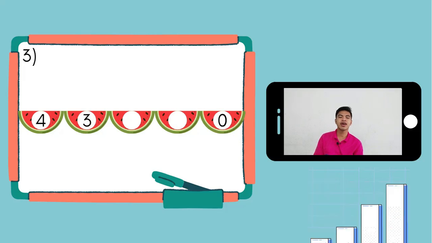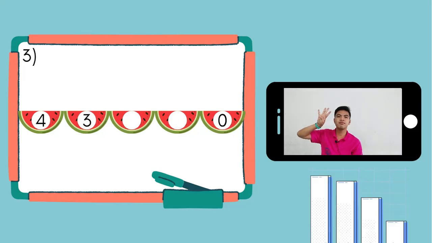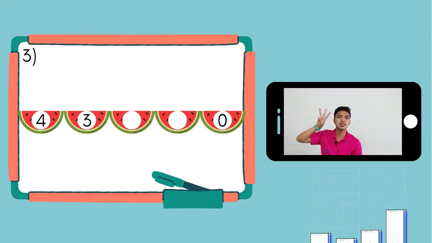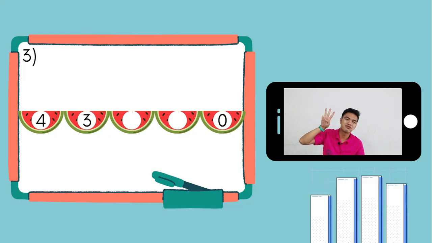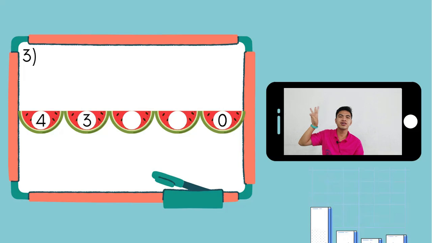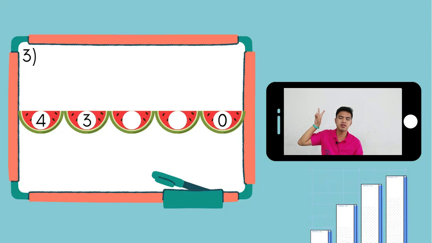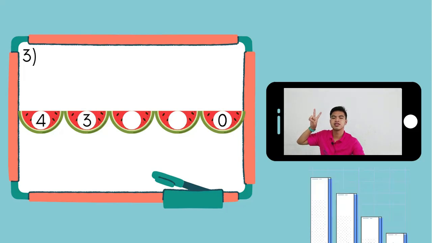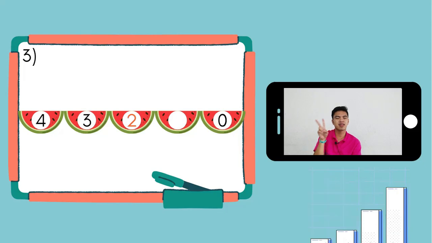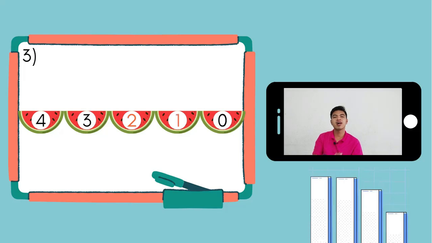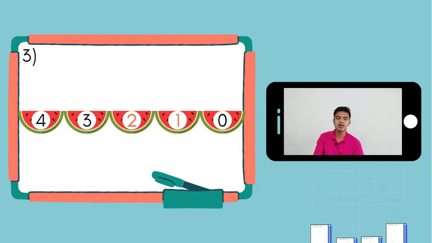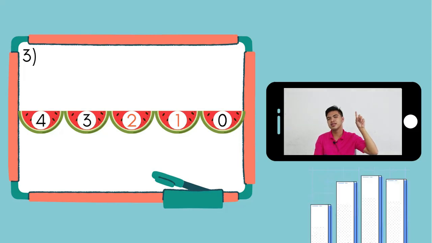So for the number 3, we have 4. And then it became 3. And then what do you think is the next one? Since we subtracted 1 from the 4 and made it 3, what do you think is the next number? Good job, it will be 2, because we will also subtract 1 from it. So it will be 2. And then what is the next number? It will be 1. Okay? And then followed by 0. So the numbers will be 4, 3, 2, 1, 0.